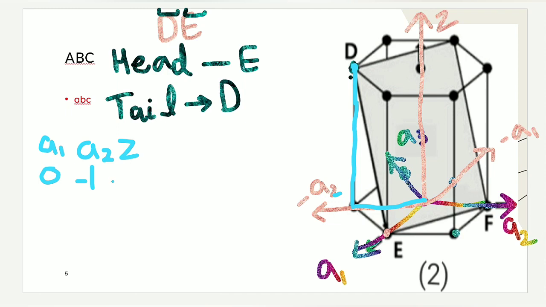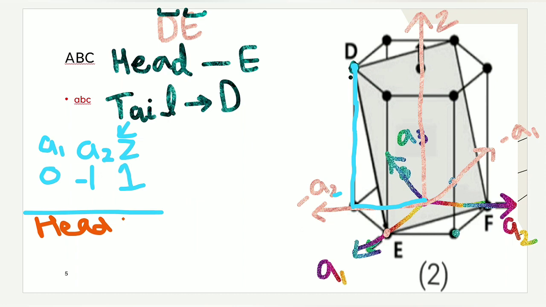And along the Z axis we moved positive one unit. So 0, -1 and 1 are the tail coordinates. So we have found the tail coordinates. Now let's find out the head coordinates.